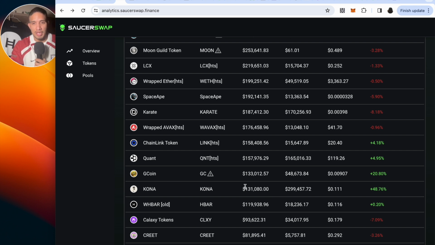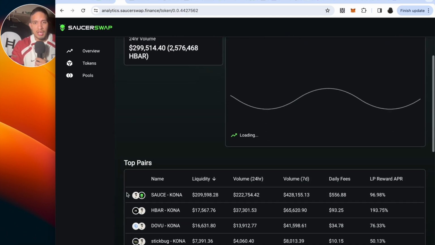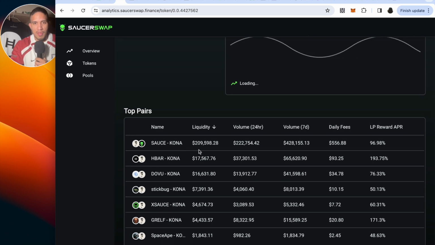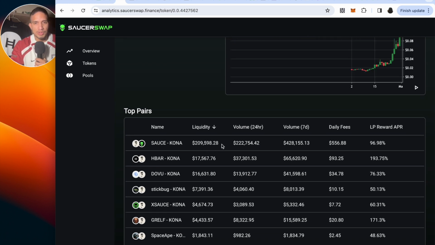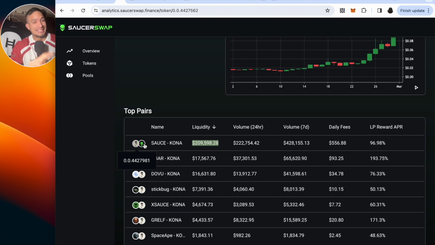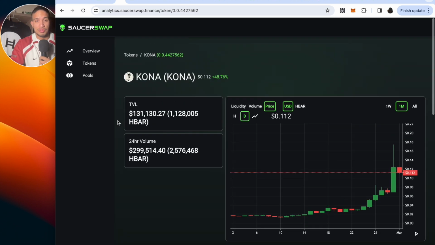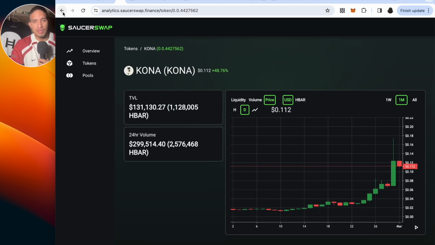So I'm going to come here, and it does have 131,000 in liquidity. So I'm going to click on it to investigate, and yes, their biggest liquidity portions, one is SAUCE. Perfect. SAUCE is HBAR on steroids. And then the second token pair, which is 17,000, is HBAR and Kona. Perfect. So to me that would be a token to consider because it has good liquidity, not bad liquidity.